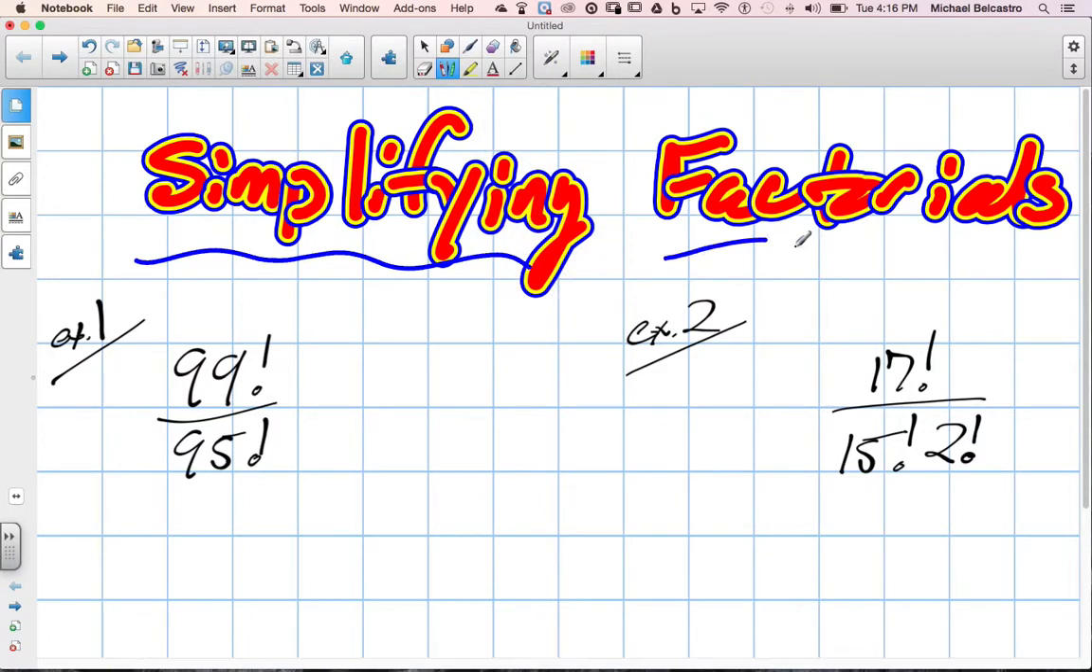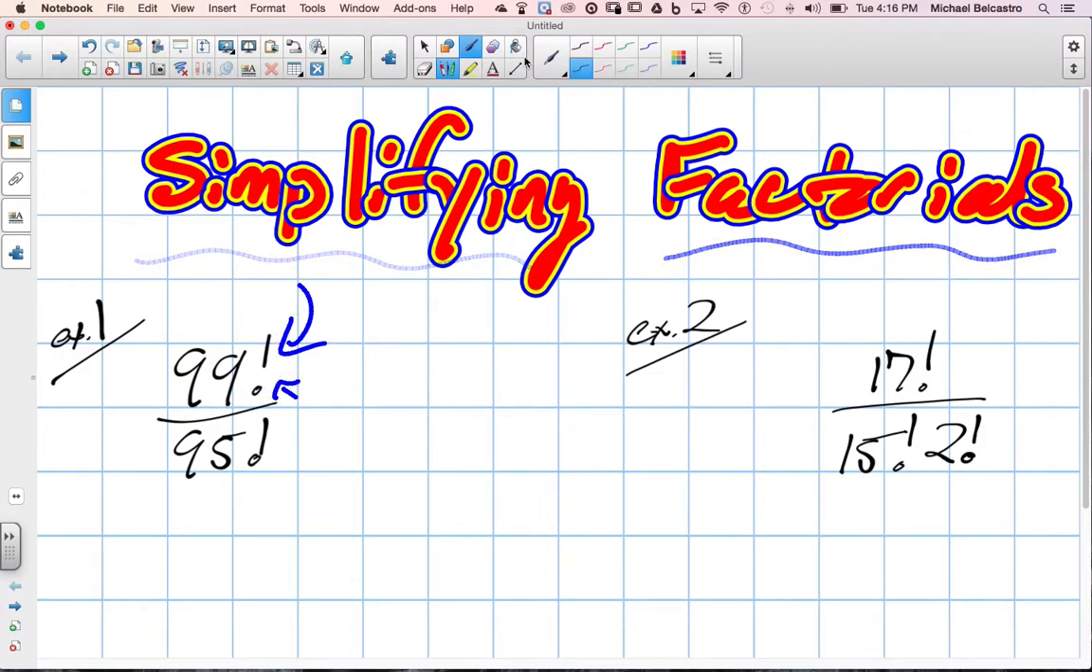We're going to look at simplifying factorials. So a factorial is what we have here: a number followed by this exclamation mark. Okay, so it's a symbol in math, and I guess we should talk about what it represents first.